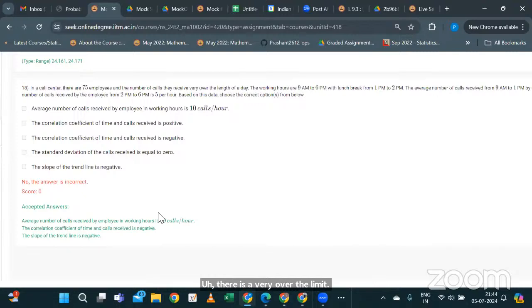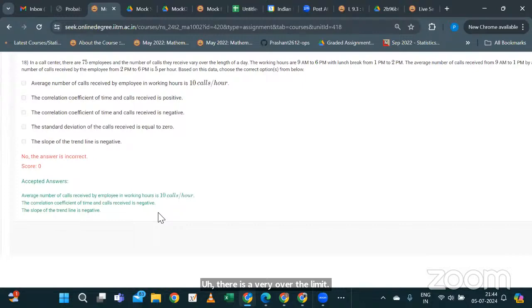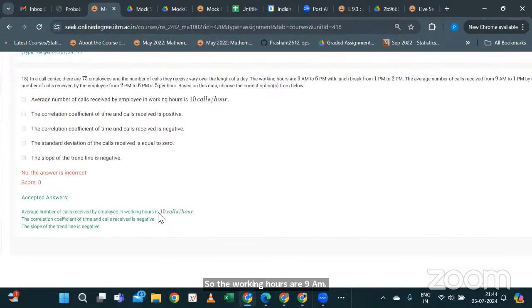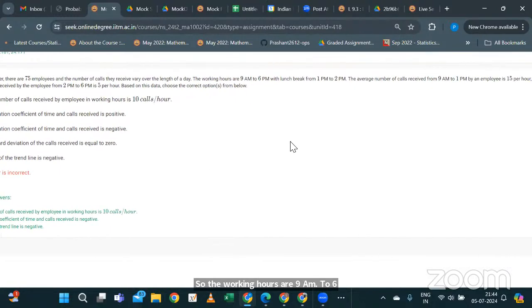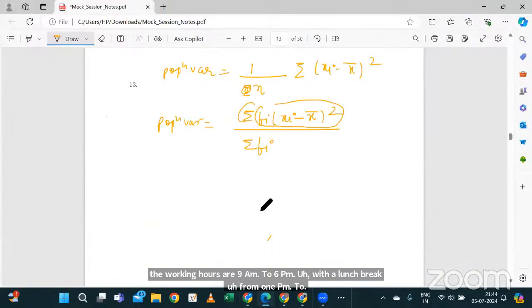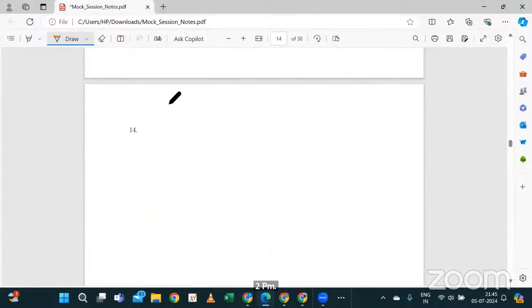So the working hours are 9 a.m. to 6 p.m. with a lunch break from 1 p.m. to 2 p.m. Okay, so working hours are 9 a.m. to 6 p.m. That means 9 hours, right?